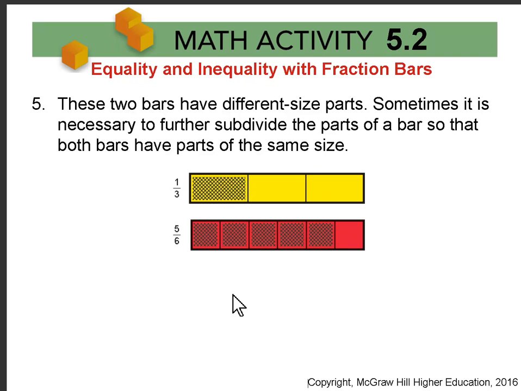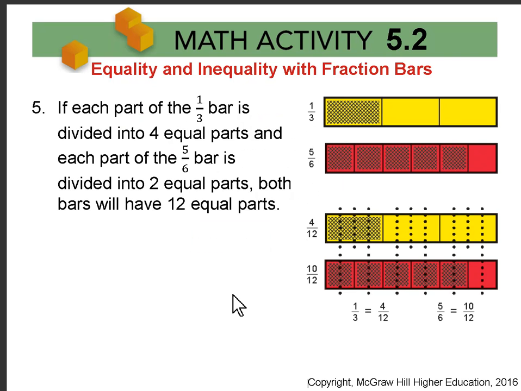If I look at a 3rd bar and a 5/6 bar, if I divide each part of the 3rd bar into 4 pieces and each part of the 6th bar into 2 pieces, my pieces are all the same size. 1/3 is 4/12 and 5/6 is 10/12. You can see we have a common denominator here.